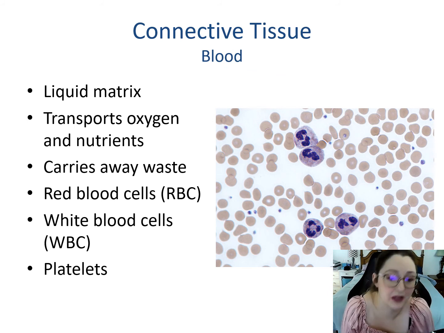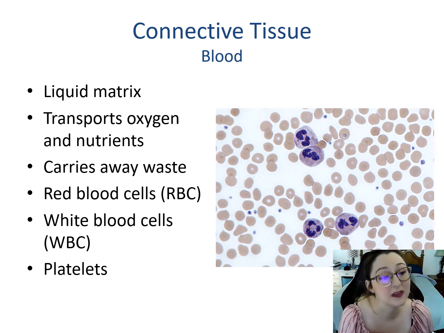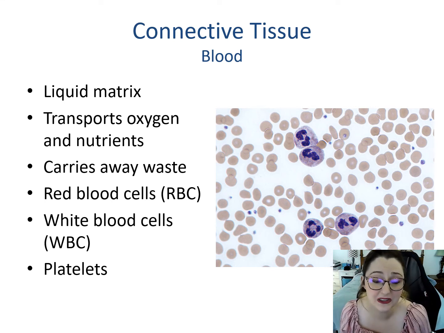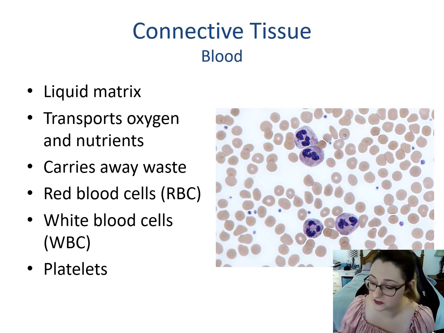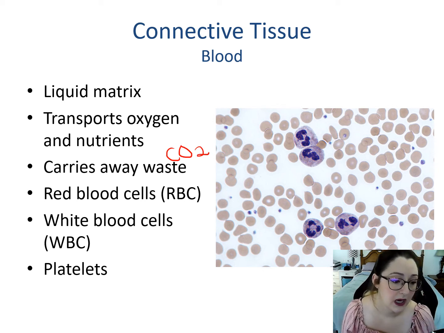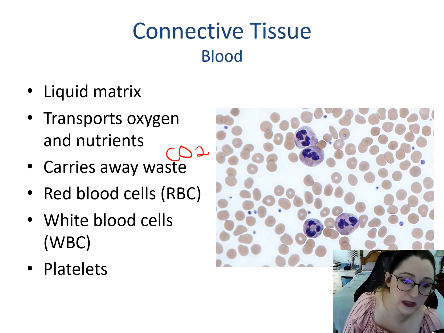Next up, speaking of blood, we have our fluid connective tissue, and that is blood. It is a liquid matrix. It is going to serve the purpose of transporting oxygen and nutrients, as well as carrying away waste, such as carbon dioxide. So if you want to, just make sure you know that that waste is going to be CO2. I do want you to know the difference between red blood cells and white blood cells, and also know that this is going to contain platelets, but I'm not going to ask you to point those out.